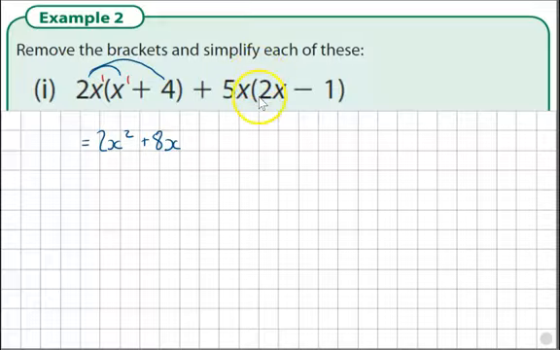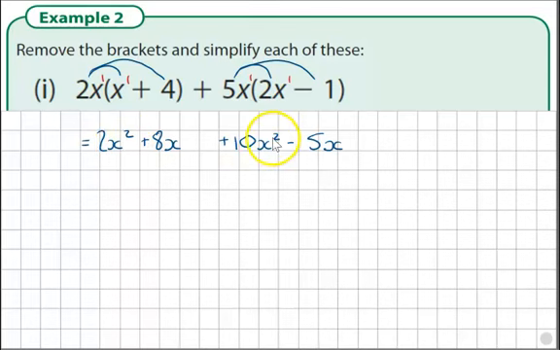Then 5x multiplied by 2x. So those x's are really to the power of 1. So 5 by 2 gives us 10, and x by x is x squared. And then 5x by 1 is minus 5x.